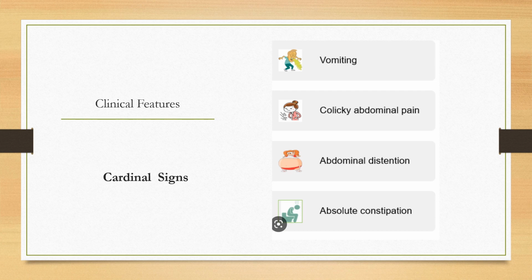Now the clinical features. The commonest presentations of intestinal obstruction are vomiting, colicky abdominal pain, abdominal distension, and absolute constipation. Absolute constipation is also known as obstipation, in which there is complete constipation in which the patient is unable to pass the stool or the flatus. These are known as the cardinal signs of intestinal obstruction.